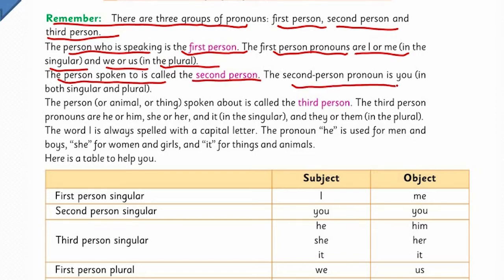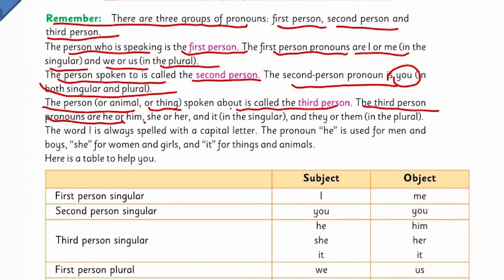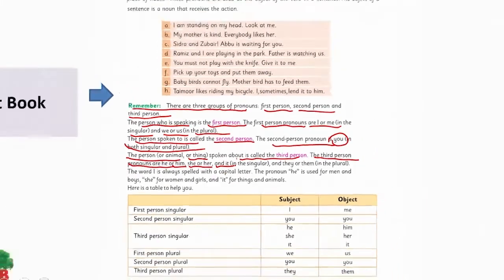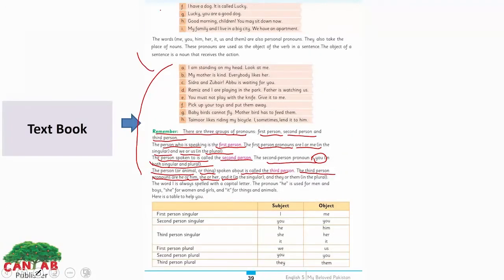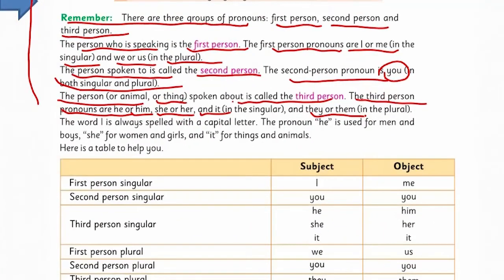The second person pronoun is you, in both singular and plural. The person or animal or thing spoken about is called the third person. The third person pronouns are he or him, she or her, and it in the singular. We have seen all these examples here and here. And they or them in the plural. The word I is always spelled with a capital letter.